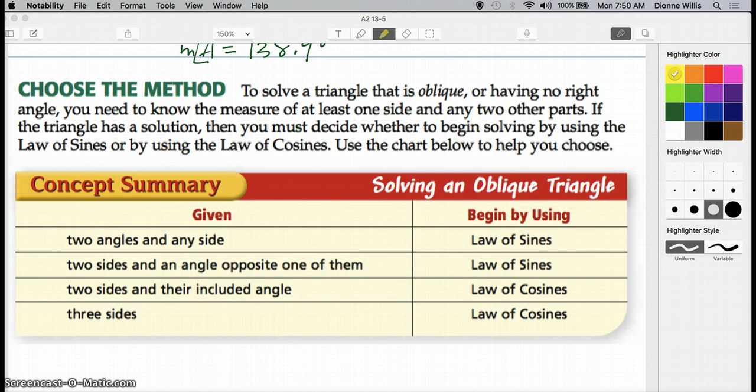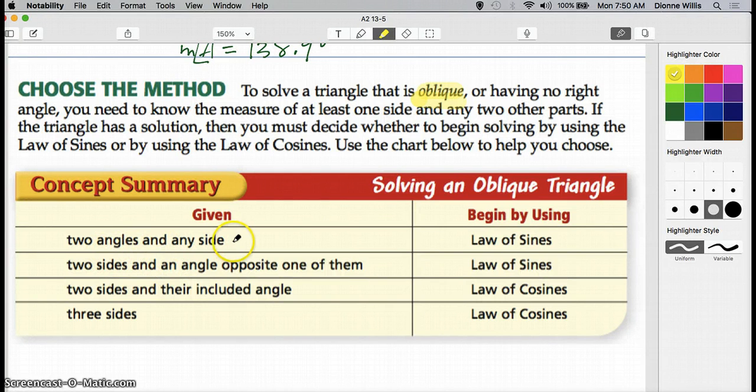Here's a handy reference guide to let you know what situation is best for what. We're going to be talking about oblique triangles. These are non-right triangles. If it has no right angles, then you need to know the measure of at least one side and any two other parts. If the triangle has a solution, then you must decide whether to begin solving by using the law of sines or law of cosines. This is a great chart to do that.